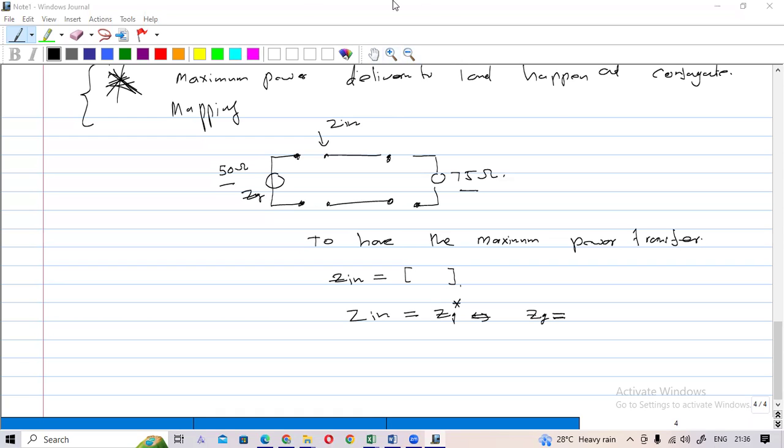Conjugate of Zg also will be 50 ohm, no? Because there is no imaginary part. For the real value, the conjugate also will be the real value. If you consider 50, the conjugate of 50 is 50. If there is an imaginary part, j25 or something, then the conjugate will be 50 minus j25. But minus j0 means again 50. So you will have the 50 here.